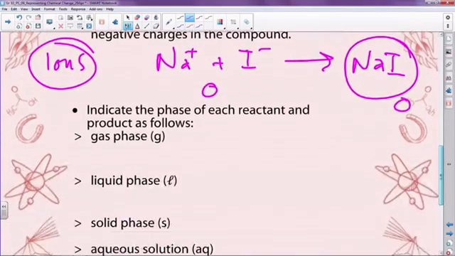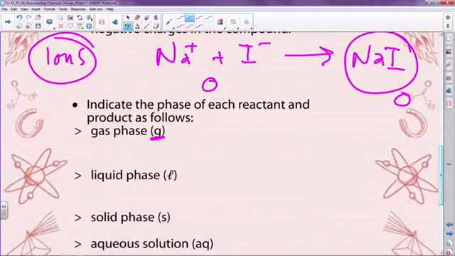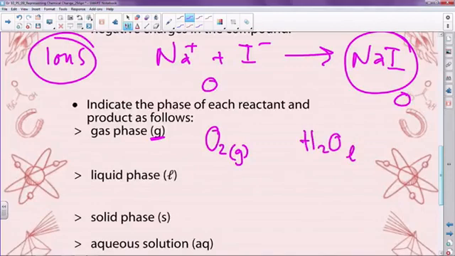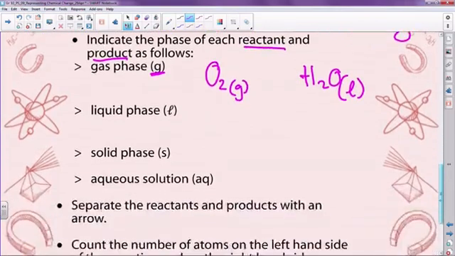What also becomes very important is to indicate the phase in which the substance occurs. Let's take, for example, oxygen. We know oxygen is a gas at room temperature. We know that water exists as a liquid at room temperature. So this is very, very important. These phases are key in indicating the phase of the reactant as well as the product.